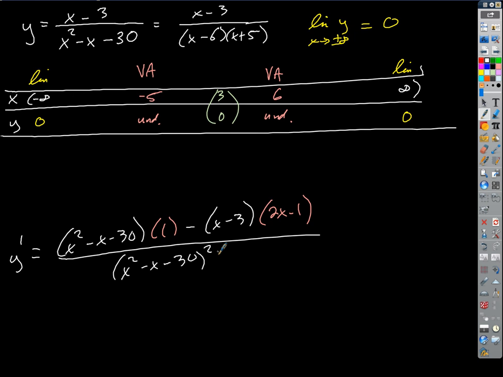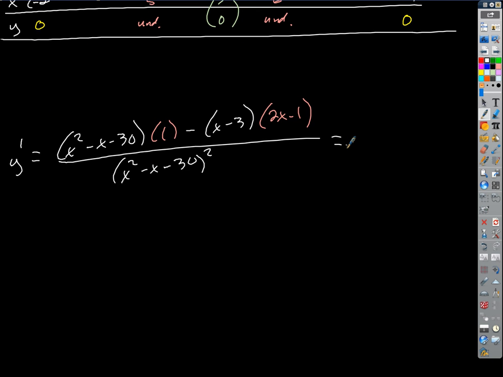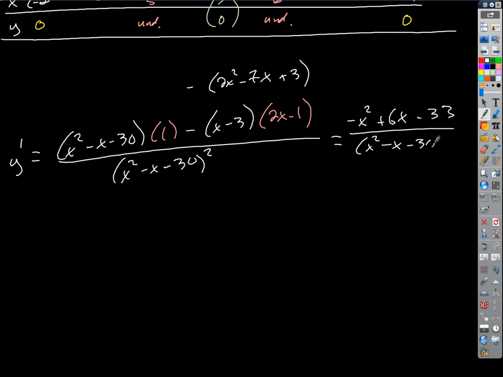Okay, and so what do we got? If we simplify that, I'm going to get x squared minus x minus 30, and if I multiply this out, what am I going to get? Minus 2x squared minus x minus 6x, so minus 7x plus 3, and if I distribute the negative, what am I getting here? Negative x squared minus x plus 7x plus 6x, negative 30 minus 3.